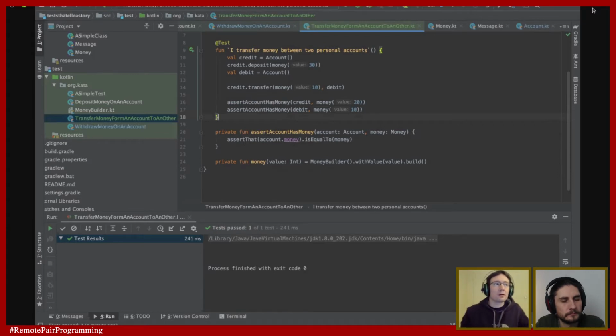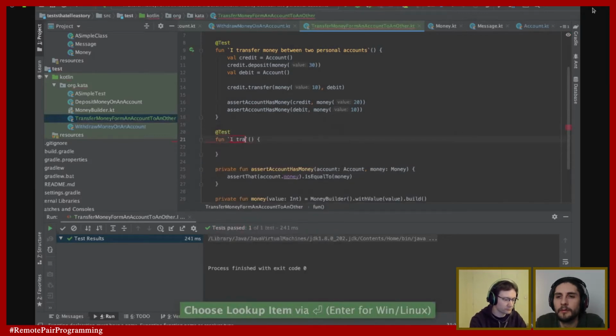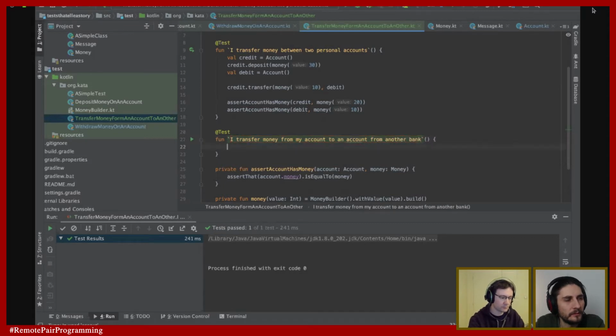Okay. Anyway, we're going to do both. So either way, it's okay with me. Which one would you like to try first? Let's do this one with an account from another bank. So I think that would be interesting. It's one of the few cases where I typically would use mocks.